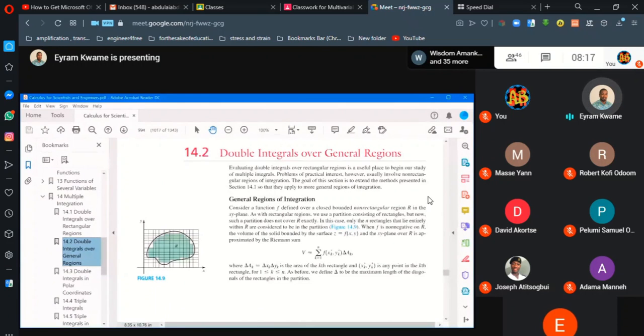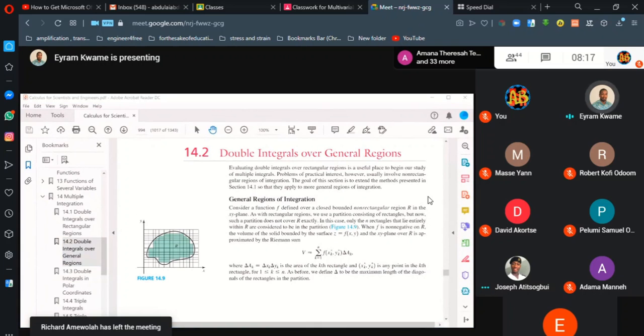Good. So I'm looking at double integrals over general regions. That means that I'm looking at regions different from the rectangular region that we discussed the last time. I am basically looking at the chat section, so if there are questions or anything pops up, I can attend to them.